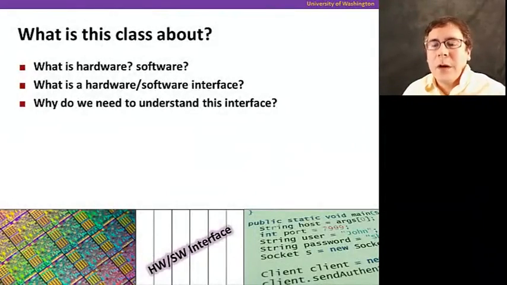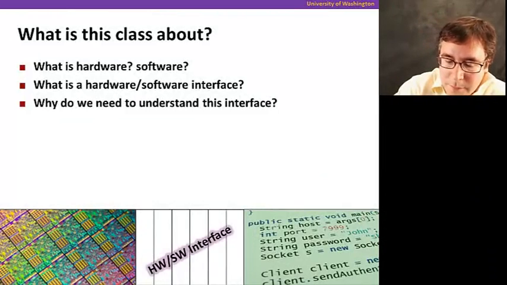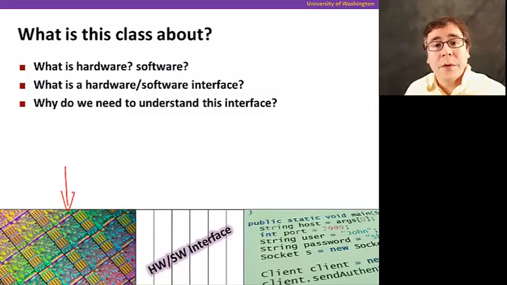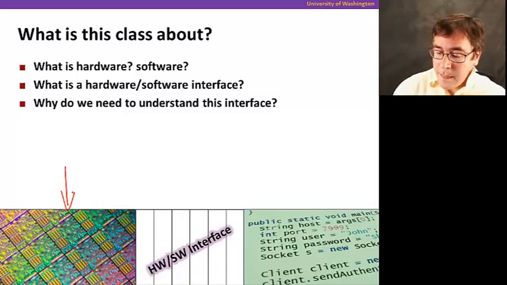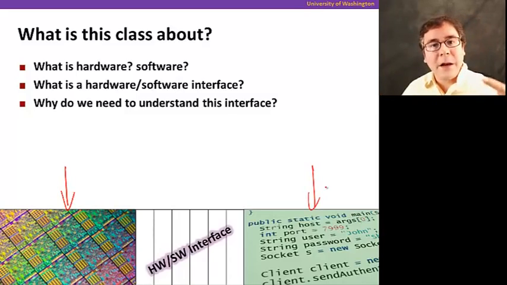So what is this class about? Well, this class is about the hardware-software interface. But to understand that, first let's see what's hardware. Well, hardware is a part of your computer made of atoms. It's the physical part of your computing device. Okay? And software is this thing made of bits, which is the program that runs on top of your hardware.